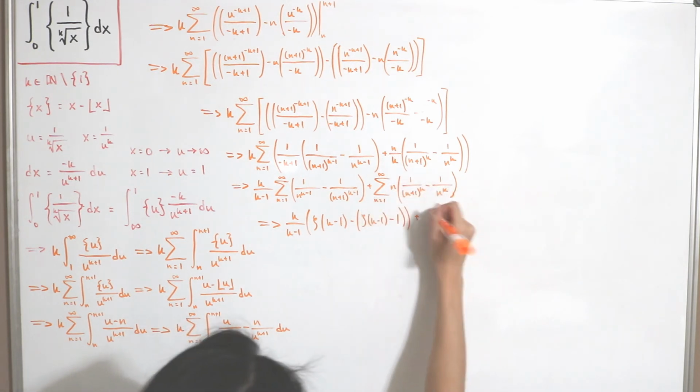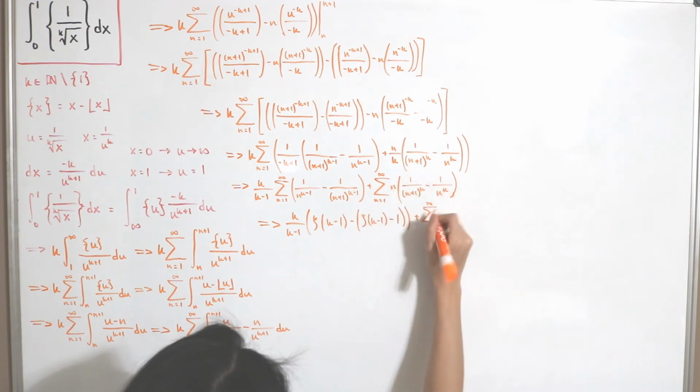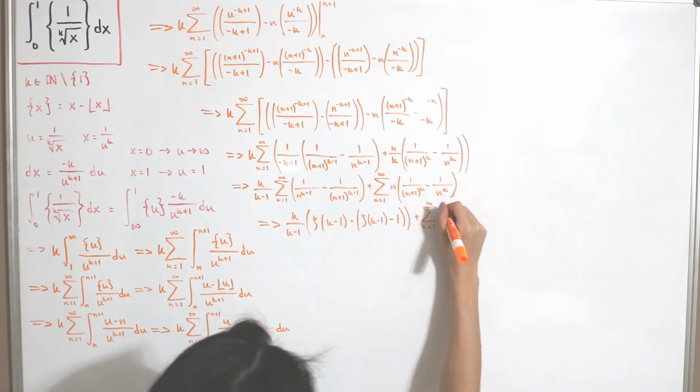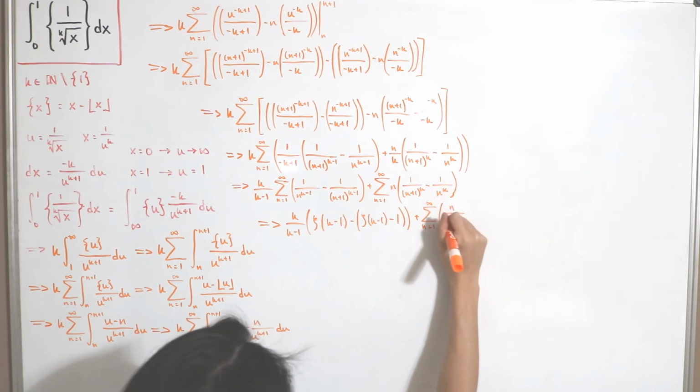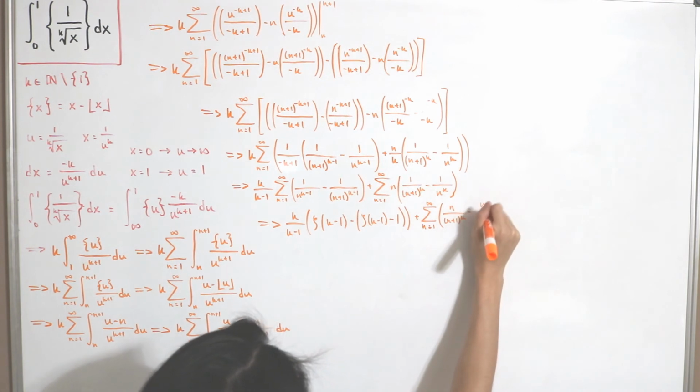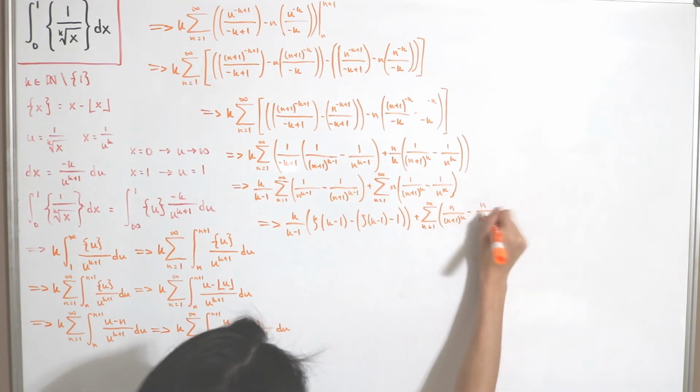Now from here, I'll just distribute the n into the inside of those expressions. So n equals 1, and then the sum of n divided by n plus 1 to the k, and then minus n divided by n to the k.